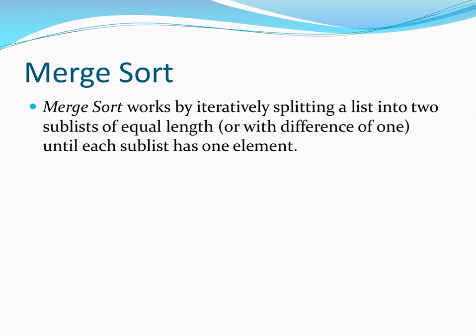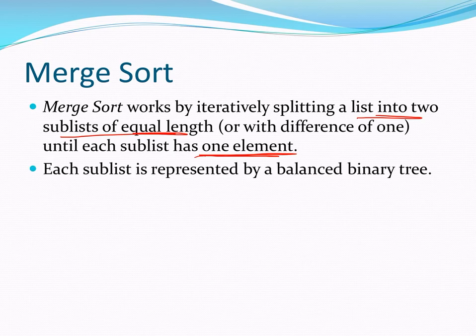So we keep splitting a list into two lists of equal length, and we keep splitting them until we get down to a whole bunch of lists that have only a single element. And you can represent all of these elements at the end of a balanced binary tree, as we'll see in a little bit.